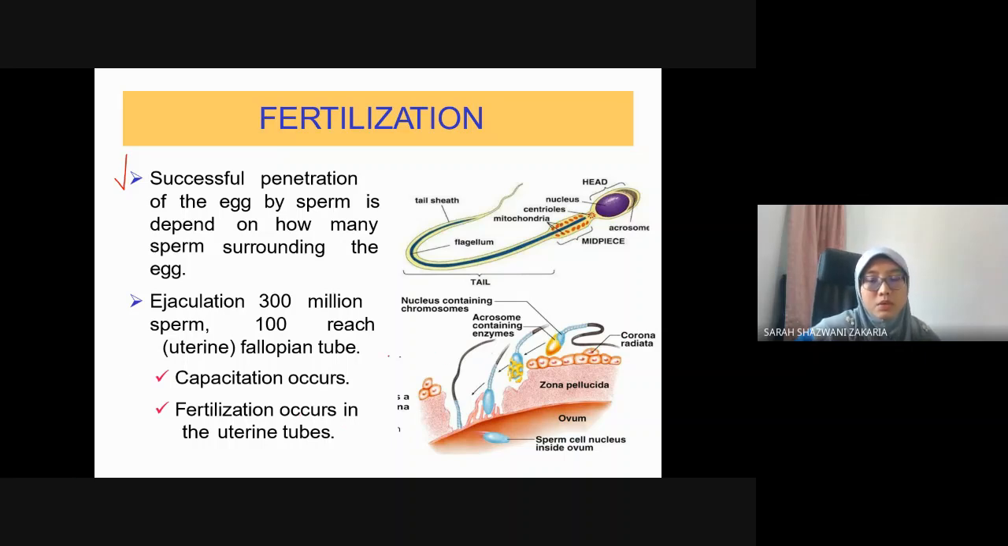Maybe when we look into the picture, then we can understand what this means. Successful penetration depends on how many sperm surround the egg. So many sperm contribute to successful fertilization, but only one sperm can penetrate the ovum.